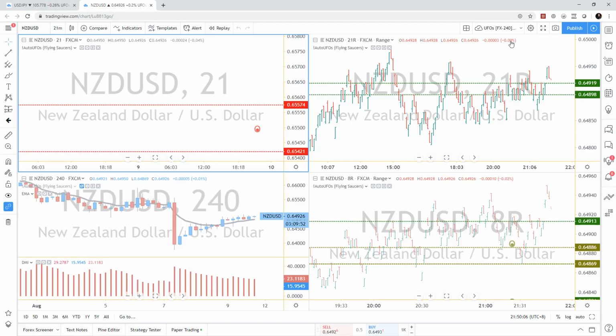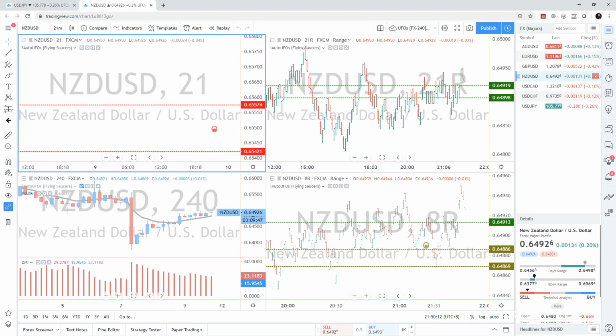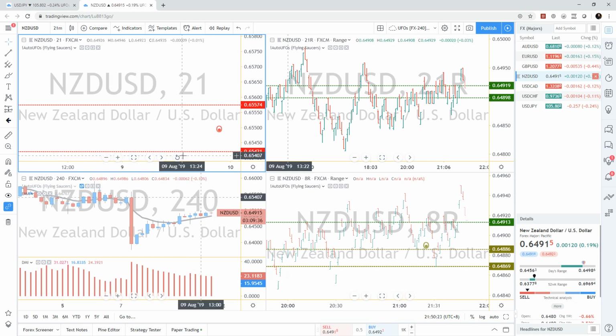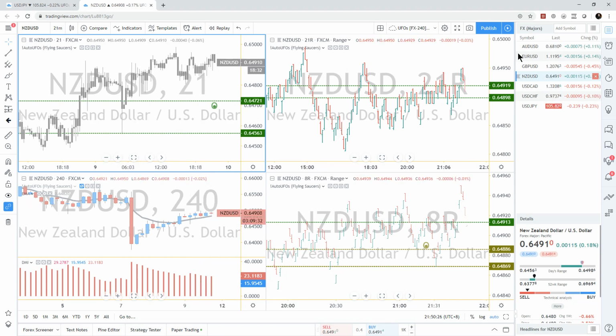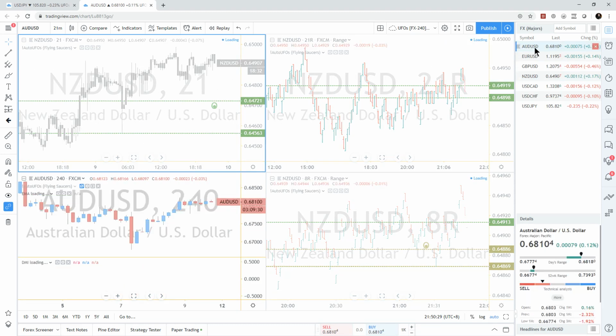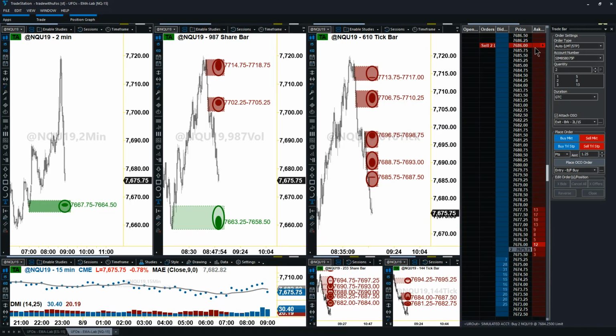Okay, so what we're going to do is look at the same markets, but now we're going to look at those markets with a different type of time frames. We're going to be looking at 4 hour combined with 21. This is going to be the plan in this case. So what do we have? Let's begin with the Aussie. Quick look at the S&P as well.